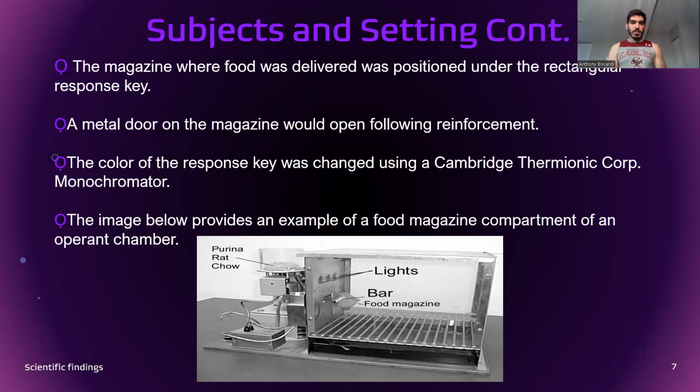I just provided an image below of an operant chamber to show you basically a magazine compartment. So you'd have the magazine compartment right there where the food would be delivered, and then right above it there would be a response key. Okay. Unfortunately, they don't have a picture in their article.